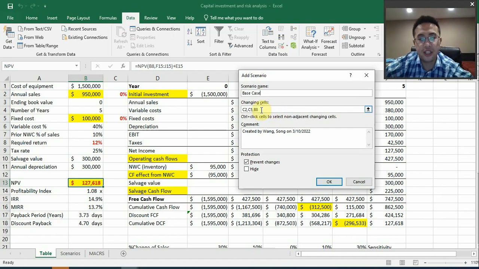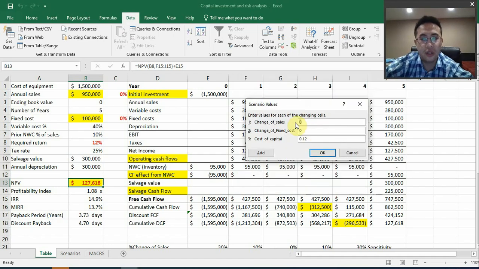Then I add the base case. Still, I will change the same cells. The change of sales is 0, and the change of fixed cost is 0, just to maintain the original values. Cost of capital is still 12%, or 0.12. So I don't do anything for the base values.